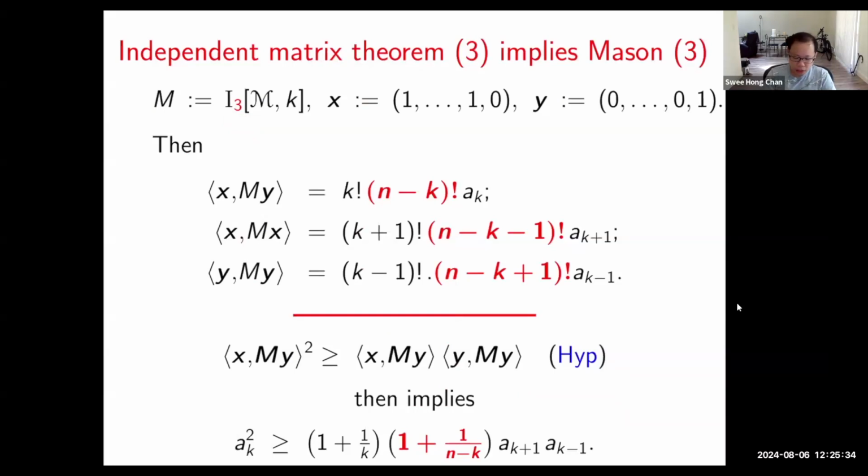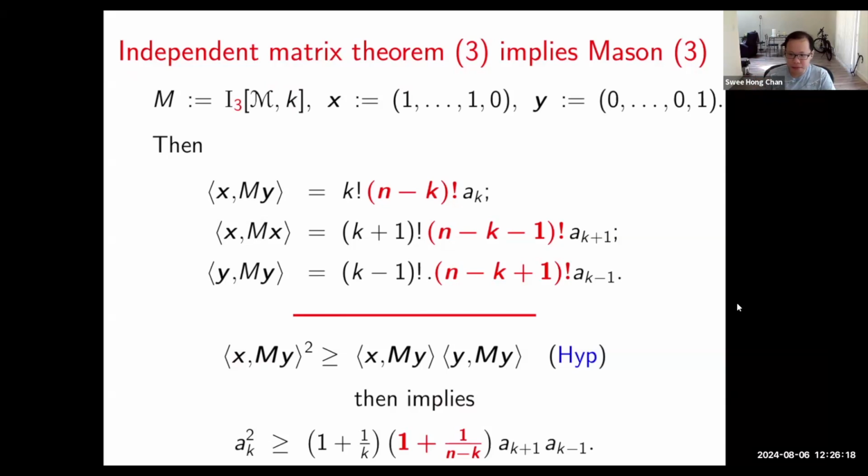Then by definition, XMY, XMX, LIMY is the same number as before, except that now you have this extra constant: n minus k factorial, n minus k minus 1 factorial, and n minus k plus 1 factorial. Now, when you plug this into the hyperbolic property, these three constants all cancel each other, and they give you the 1 plus 1 over n minus k in the Mason 3. This is how we prove the strongest form of Mason's conjecture, assuming that we have the hyperbolic property. Okay. Up till here, is everything clear so far?